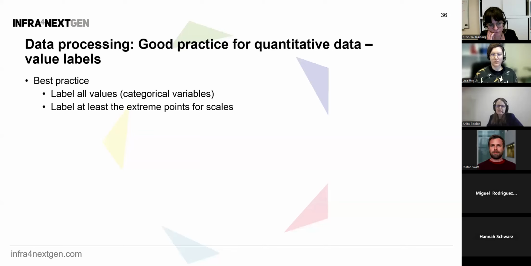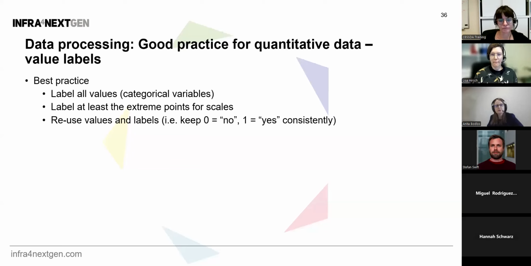If you work with scales, it's recommended to label at least extreme points of a scale. So does 1 stand for very important and 5 for not important at all, or the other way around? It's recommended to reuse the values and the labels consistently throughout your dataset. So if you start labeling your data and use 0 for no and 1 for yes, the recommendation is to use this consistently throughout your dataset.